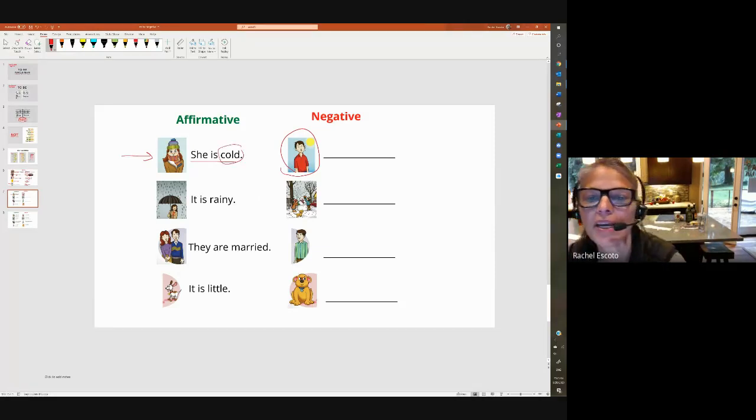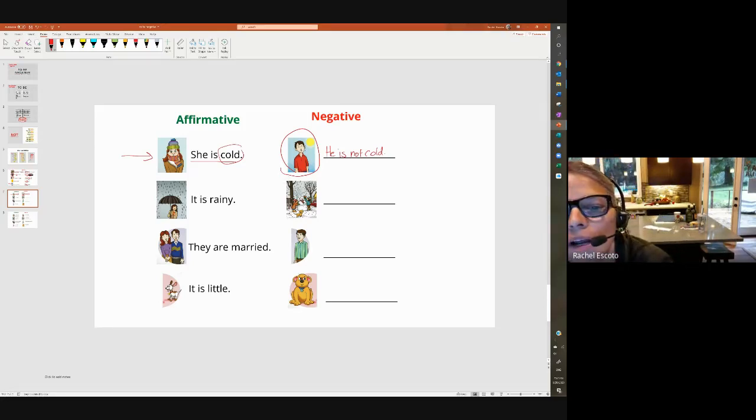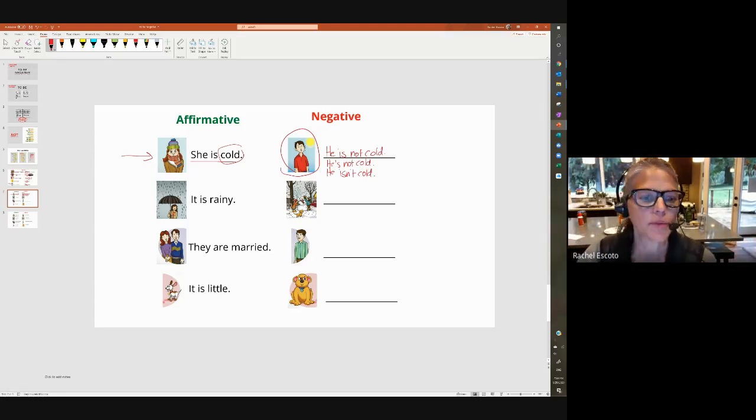So I can say about him, he is not cold, right? That's a negative statement about him. Or I can say he's not cold, or he isn't cold. Okay? How about this one in this picture? It is rainy. And look, we're talking about the weather, right? We're not talking about her. We're talking about the weather.